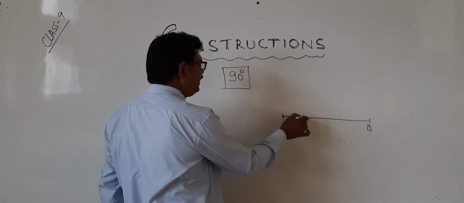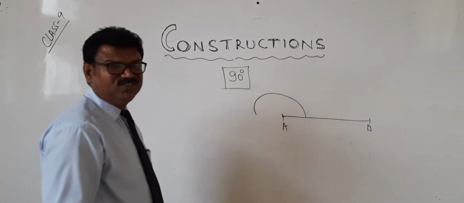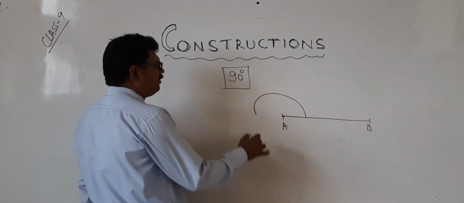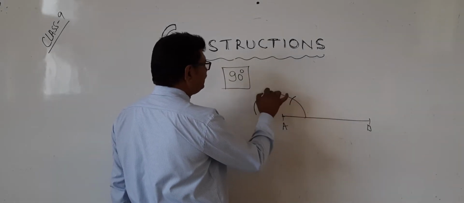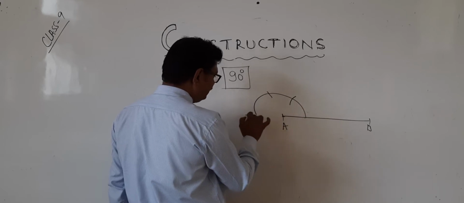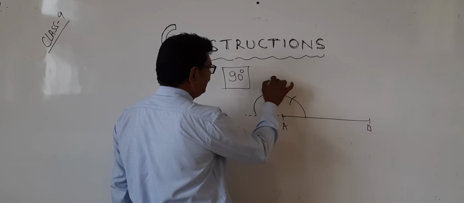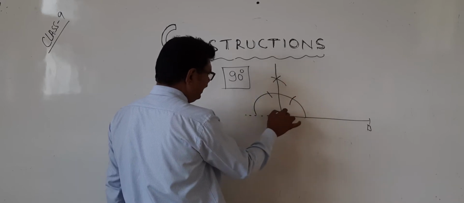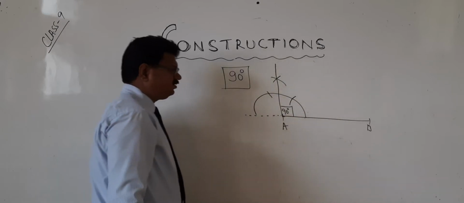Afterwards, take a compass of any radius. By keeping on A, just draw a semicircle like this. Okay? So from here, with the same radius, you divide this into 3 parts. Again from here like this, and again from here like this. When you join, it will become 90 degrees.